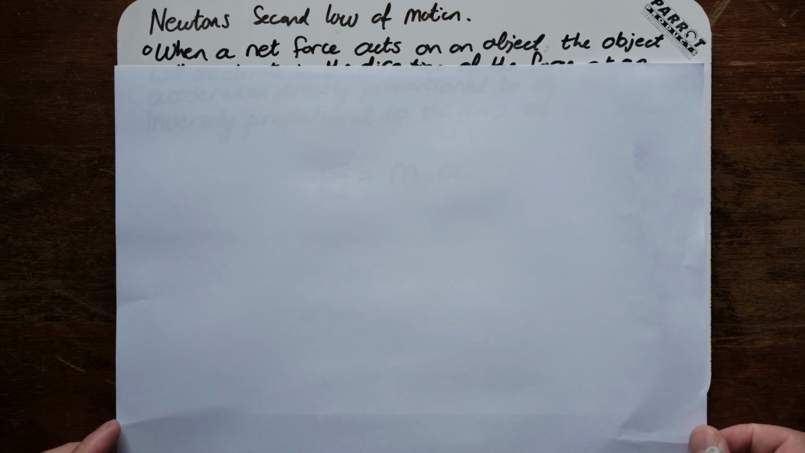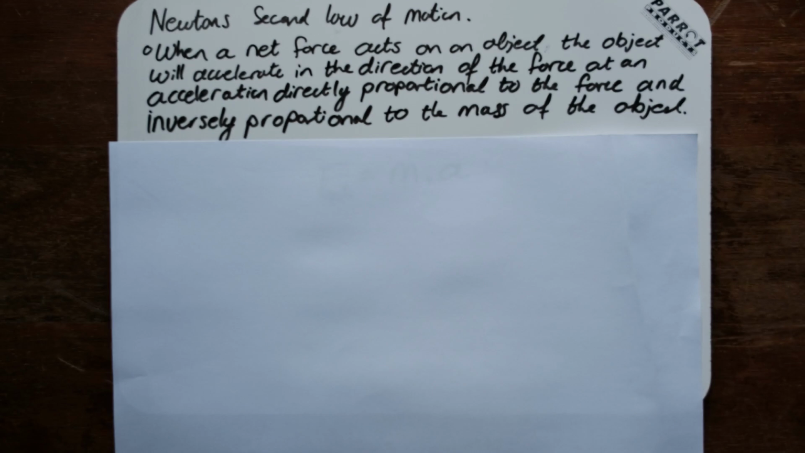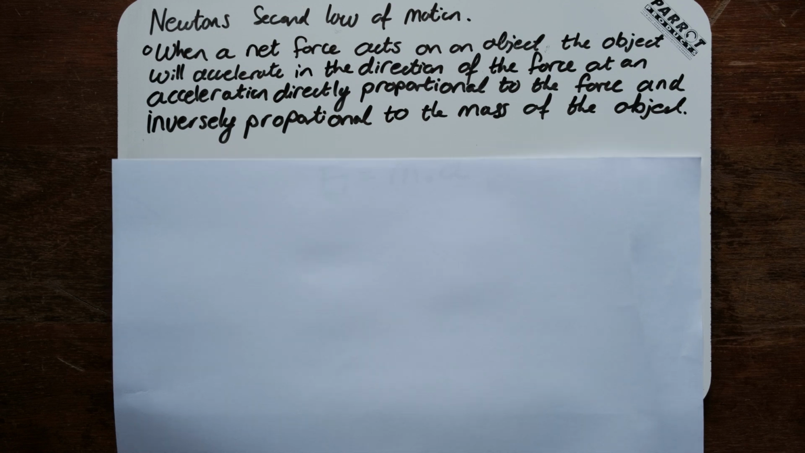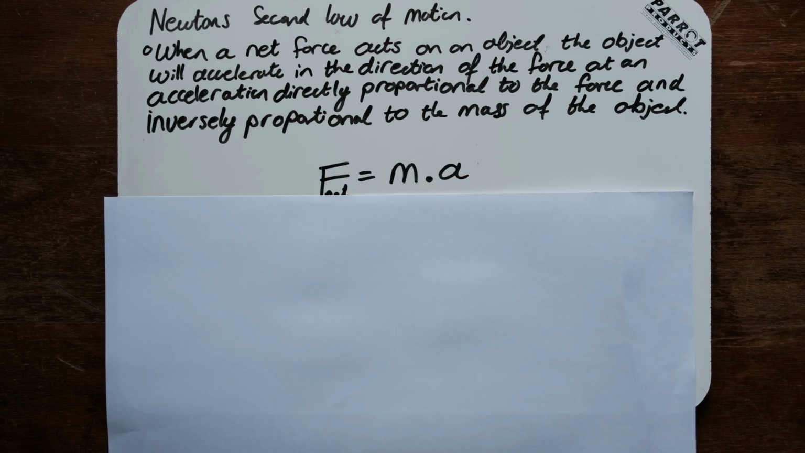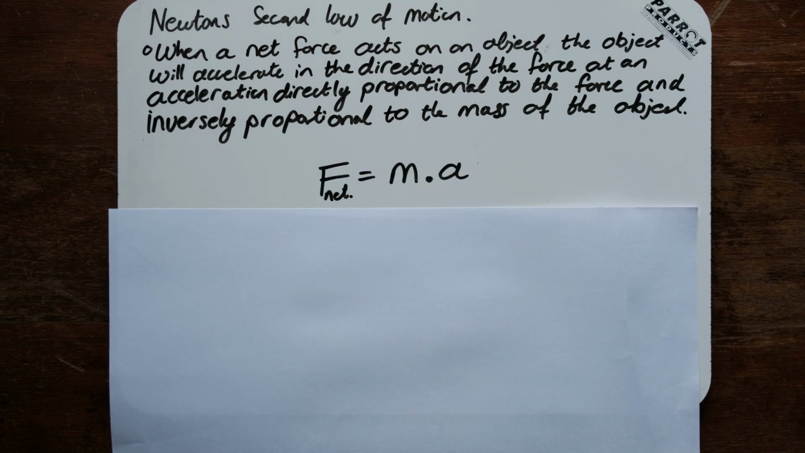Now, the definition of Newton's second law of motion is: when a net force acts on an object, the object will accelerate in the direction of the force at an acceleration directly proportional to the force and inversely proportional to the mass of the object. And it is dictated by this equation here: F net is equal to the mass times the acceleration.